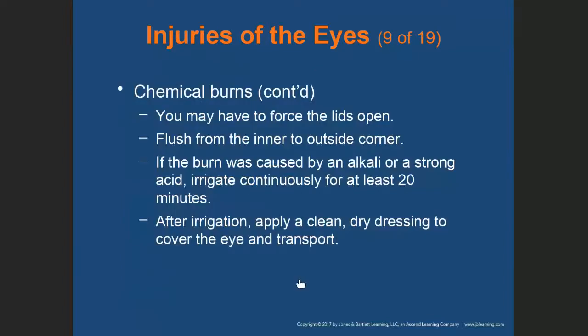Chemical burns. You may have to force the lids open. Flush from the inner to the outside corner. If the burn was caused by an alkali or a strong acid, irrigate continuously for at least 20 minutes. After irrigation, apply clean, dry dressing to cover the eye and transport.